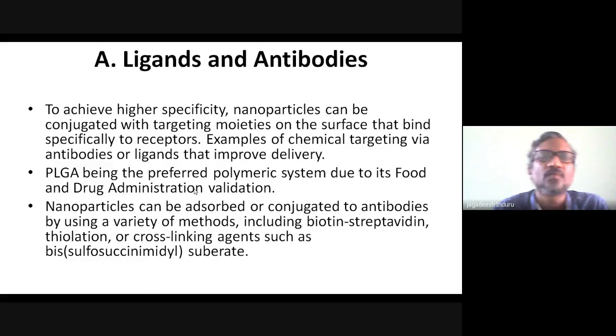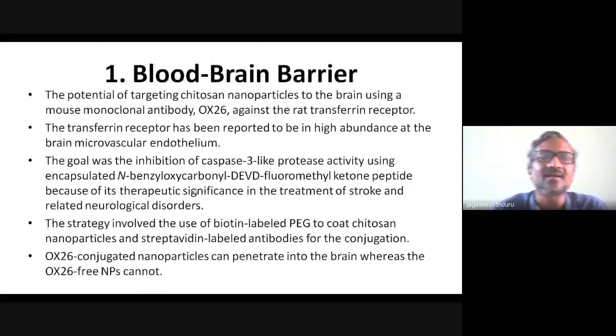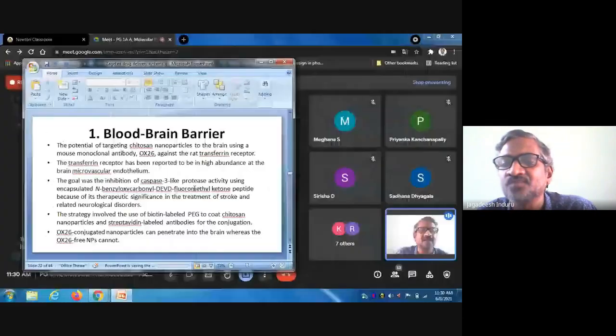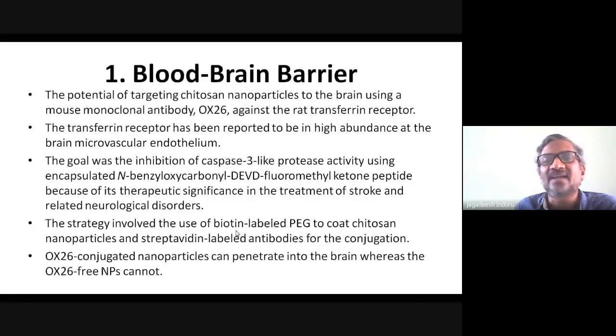So this one we have already seen. Now I would like to enhance your concept a little bit, and we are going to elaborate it here with the targeting of cytogen nanoparticles, which has already been done in the literature. Research has been done to the brain using a mouse monoclonal antibody, studied long back, given as OX26, against the rat transferrin receptor. So how is it going to have targeting in this particular case?